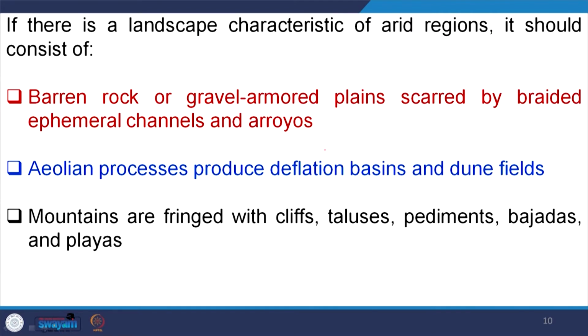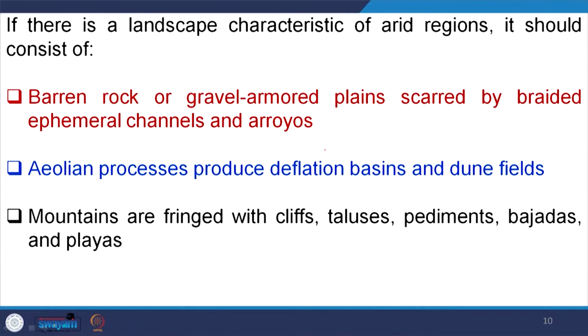So, the landscape characteristics of an arid region should consist of a few elements. What are those? First, it should contain barren rock or gravel armored plains scarred by braided ephemeral channels and arroyos. The plains, the soil, are covered by gravel. Why? Because due to wind action, the finer particles have been removed. So, these gravels are the residue, the lag deposit. This lag gravel deposit will be there, and braided ephemeral streams.